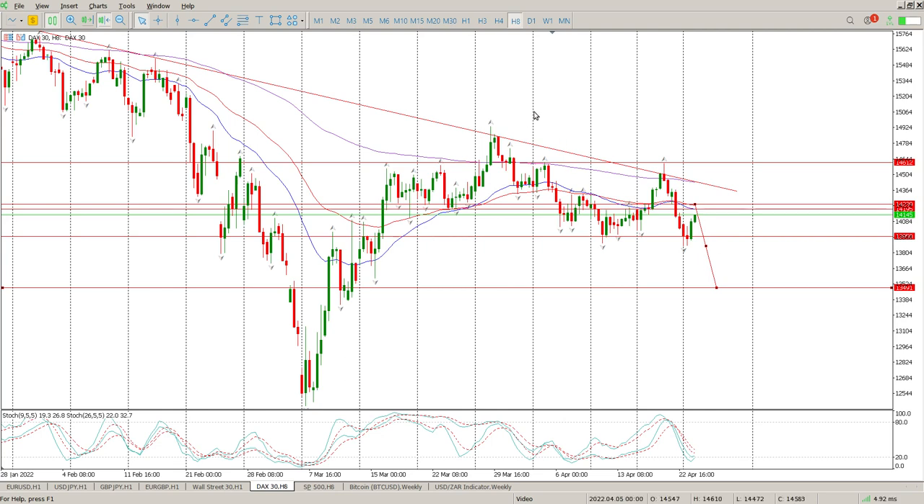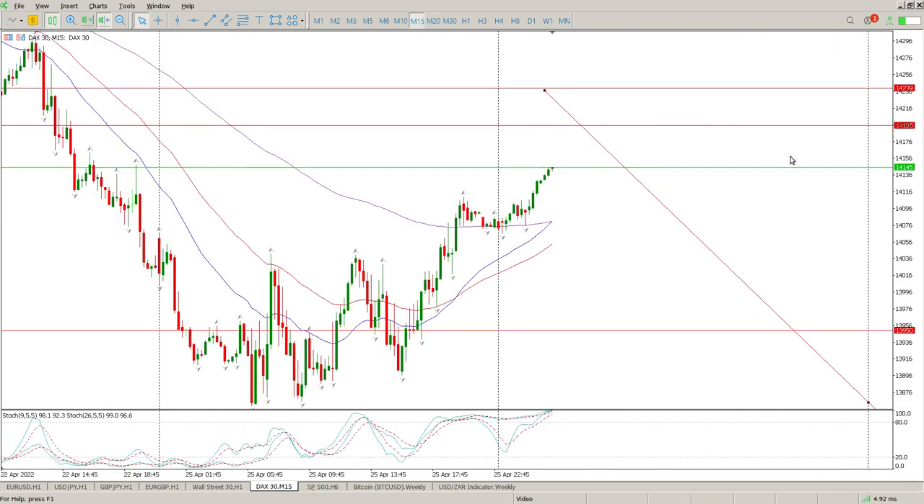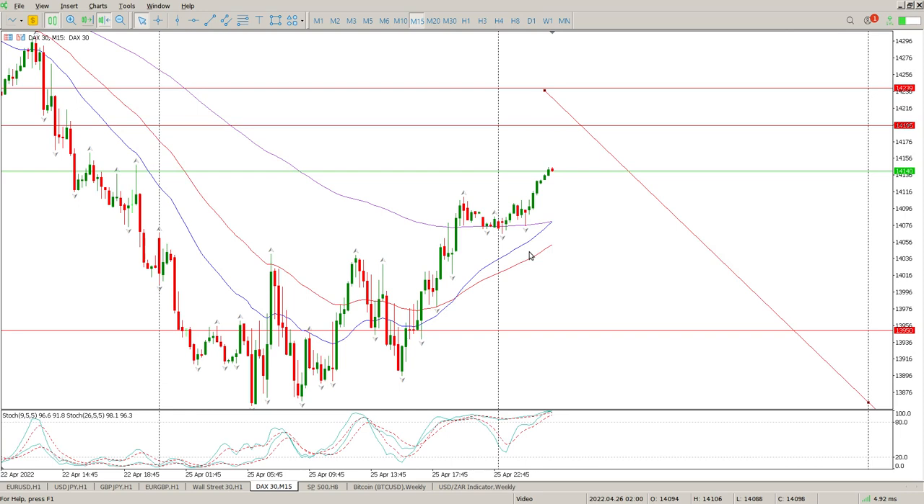Everything to play for, cautiously, I would say, and I would be down on the 15, possibly even the 5 minute for this. And you can see 15-minute crossovers already in play as well. But you're looking for pullbacks.